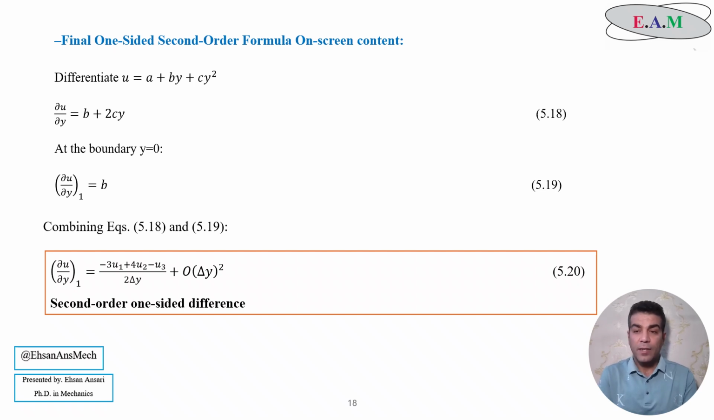Differentiating equation 16 and setting y equals 0 tells us the partial derivative of u with respect to y at point 1. Substituting equation 17 gives our final formula in 5.22, accurate to O(delta y squared). This is the standard 3-point one-sided difference at a boundary.